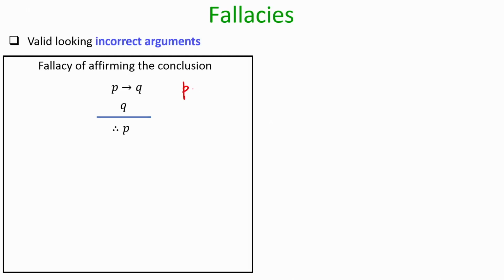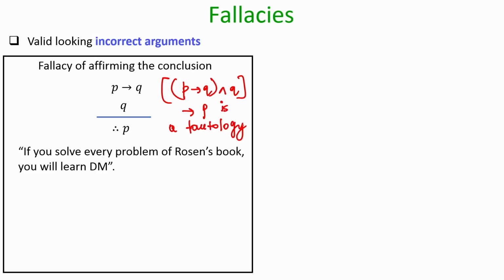To verify this, you have to verify whether P implies Q and Q implies P is a tautology or not. Well, it is not a tautology. The problem here is the following. Consider this argument. I give you the premises that if you solve every problem of Rosen's book, you will learn discrete maths, and it is also given that you have learned discrete maths.